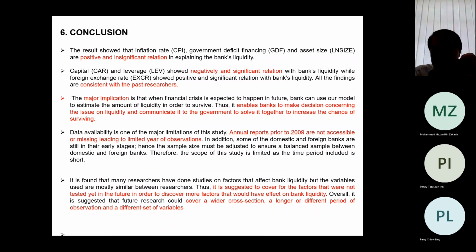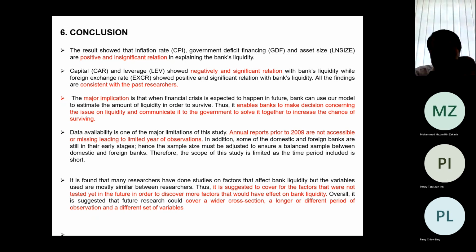Okay. So the next one I'm talking about limitation. This is the limitation. The data limitation here means that any report prior to 2019 are not accessible. A lot of, especially those foreign banks, you cannot get the data. Even if you get the data, it is also not complete. Therefore, it's a limitation for this particular study.